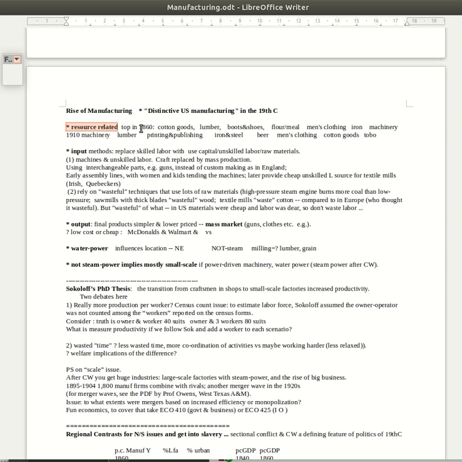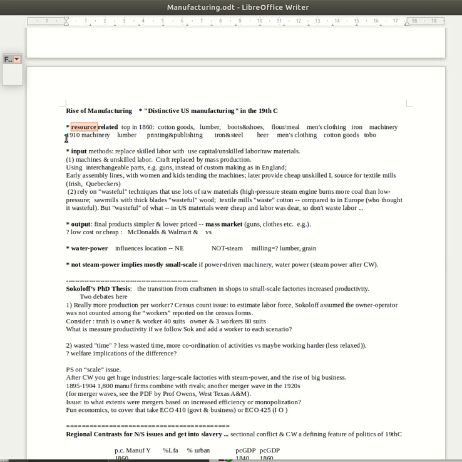But there's a broader set of natural resources that are expanded by territorial expansion and brought into use by the transportation revolution. Notice here it says resource related. This should say natural resource related, because resources generally means L, K, and T.